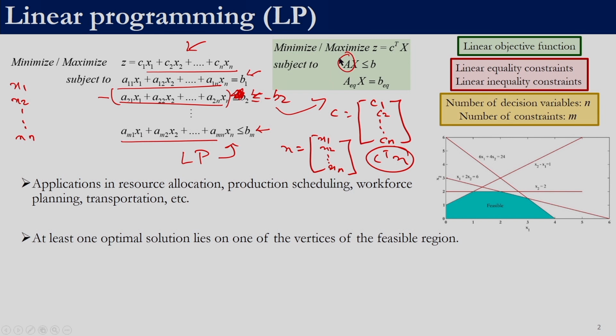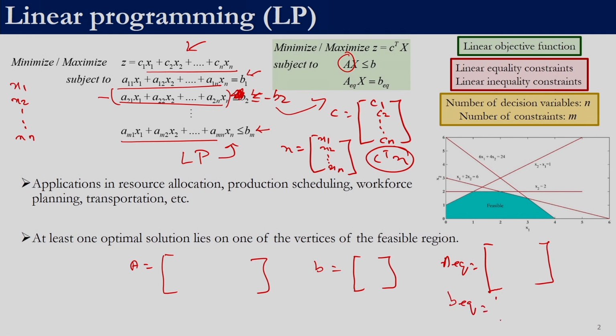So, A in this case would be a matrix. So, it will have the coefficients involved in the inequalities, right, whereas B is the right hand side value of the inequality constraints. A equality would be the coefficient matrix of the equality constraints and B equality would be the right hand side value of the equality constraints. Over here the variables x can have their own lower bounds and upper bounds.